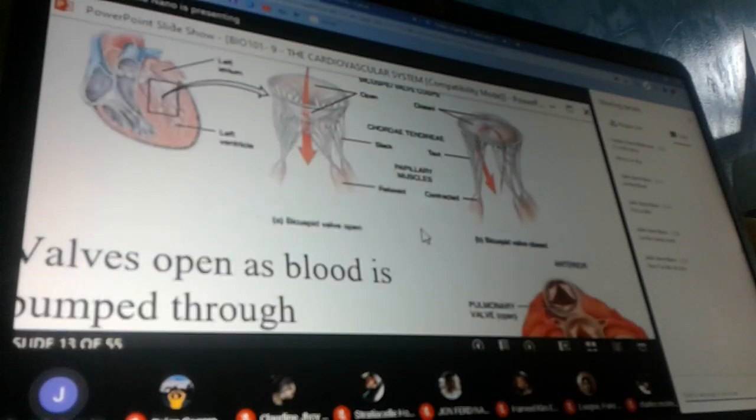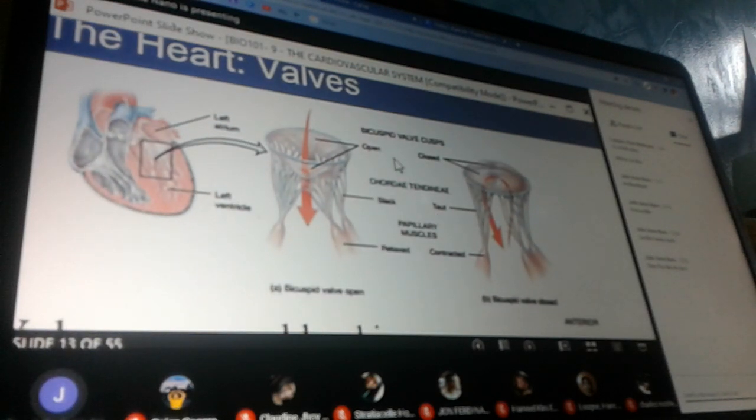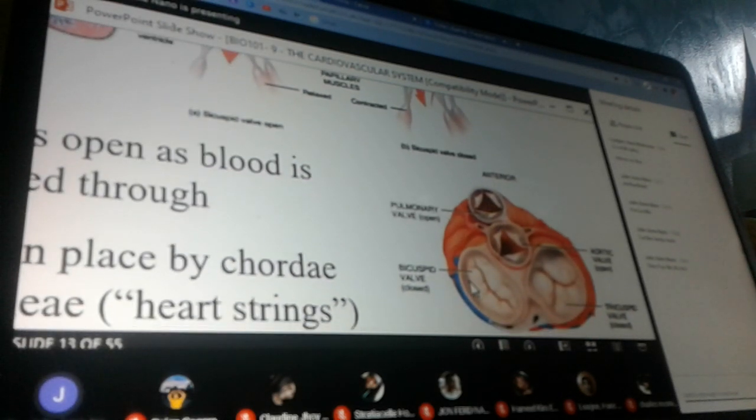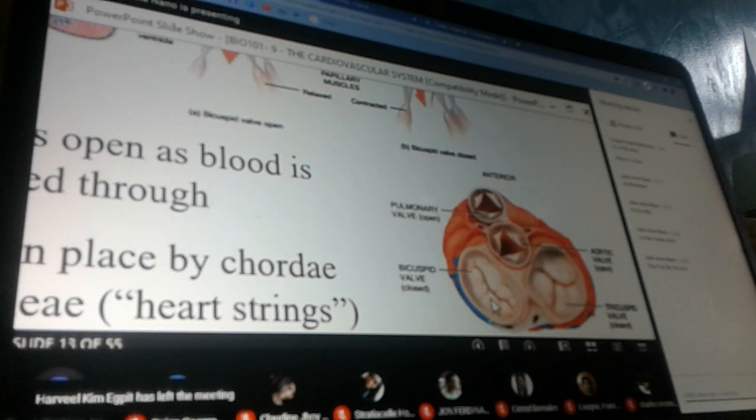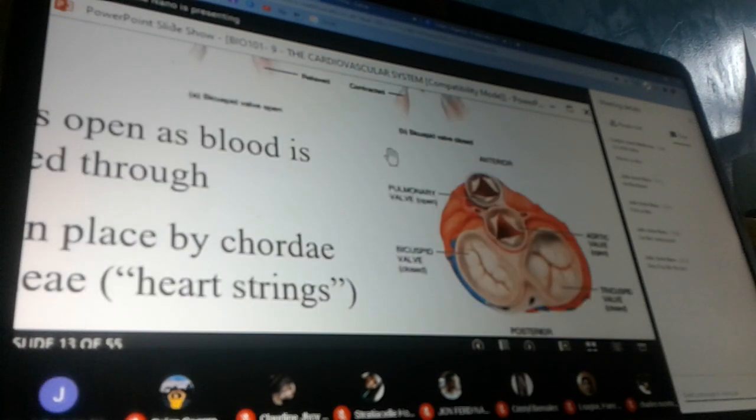So, ito yung itsura ng ating valve. Okay? So, for example, we have the bicuspid valve. So, kaya siya natawag na bicuspid class kasi dalawa yung kanyang cusp. So, when we say cusp, ito yun siya. Ito yung cusp. So, 1, tapos 2. Okay? Pag tricuspid naman, tatlo. Ito yun. 1, 2, 3. So, kaya niya siya natawag na bicuspid, tricuspid.